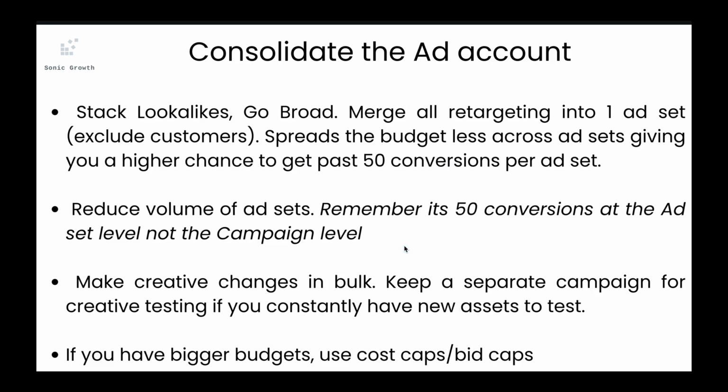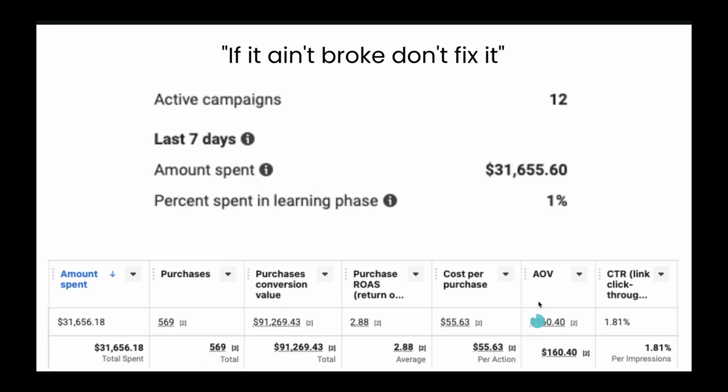So the goal of this is to reduce the volume of ad sets because remember, it's 50 conversions at the ad set level and not the campaign level. So this is the advantage of reducing the volume of ad sets, that you can get over the learning phase faster. We'll talk about the learning phase next, but so yeah, make creative changes in bulk. You can keep a separate campaign for creative testing if you have to always add in new assets to test. This is more of an advanced strategy. If you have bigger budgets, more than 1,000, 2,000 a day, you could use cost caps and bid caps, but that's for another time.